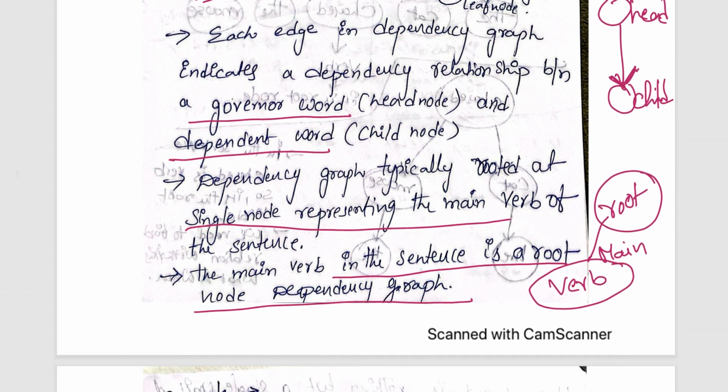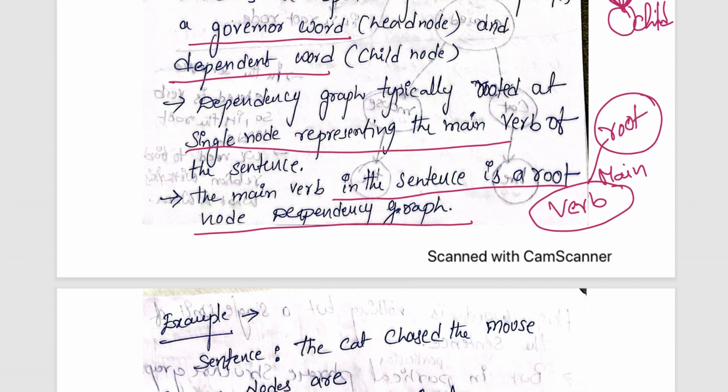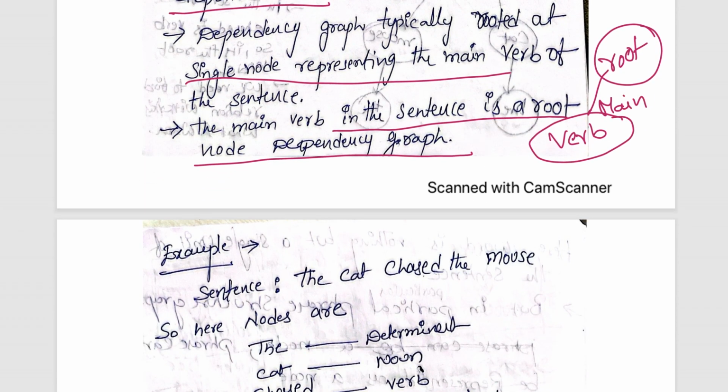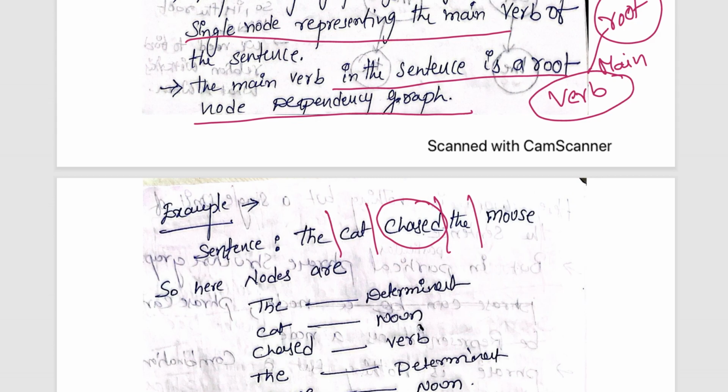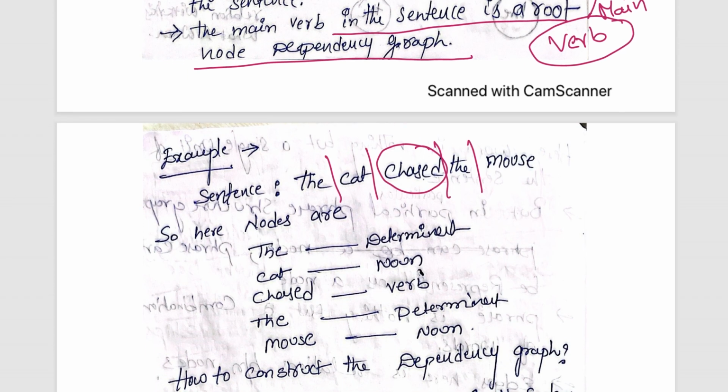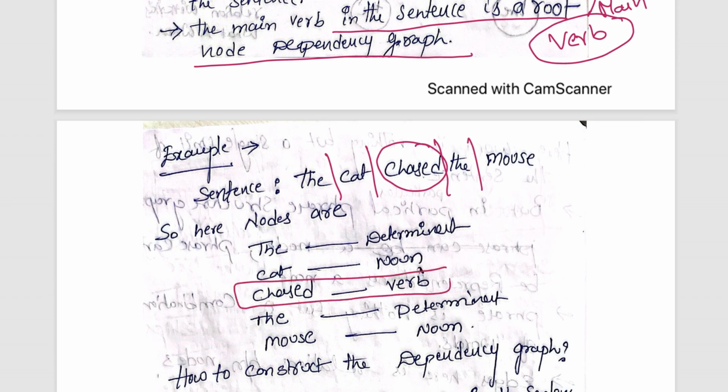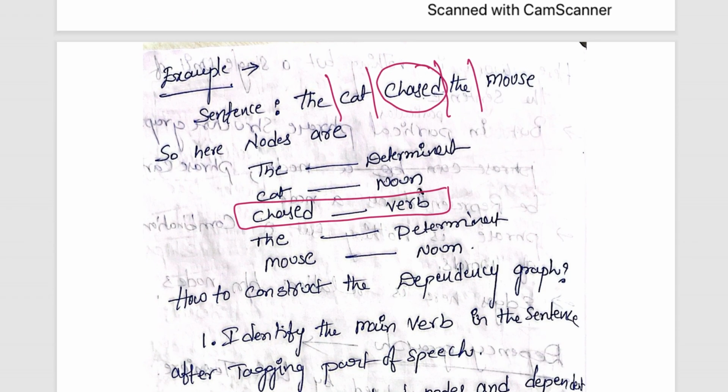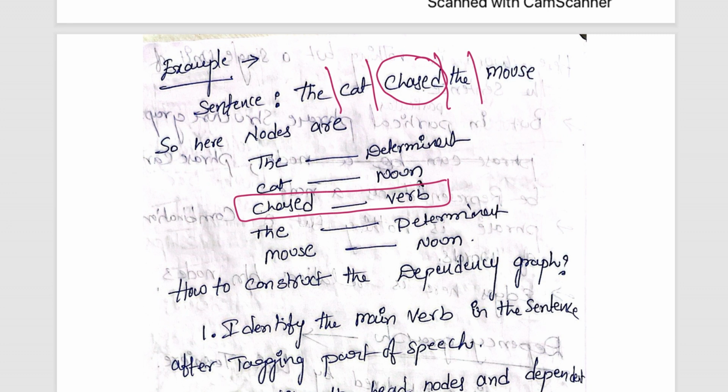Let me take a simple example, the same example as above: The cat chased the mouse. We divide the sentence into words, and in this sentence, chased is the main verb. You need to tag the parts of speech. After tagging, it is very easy to find the main verb. After finding the main verb, we start constructing the dependency graph.